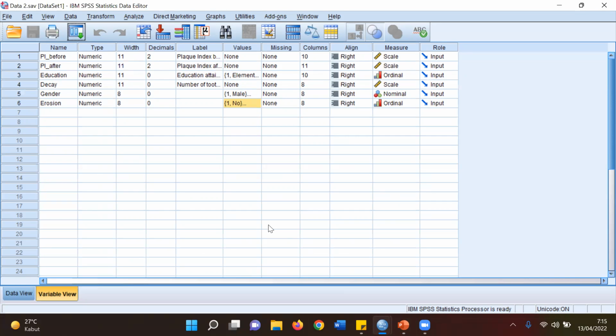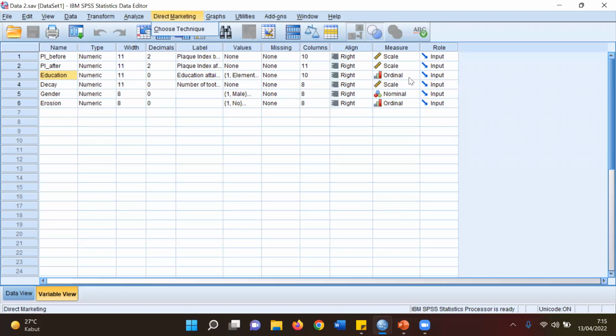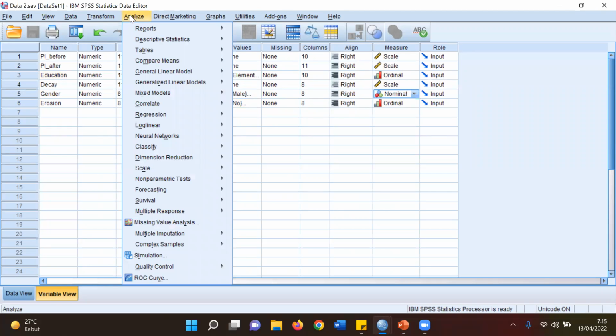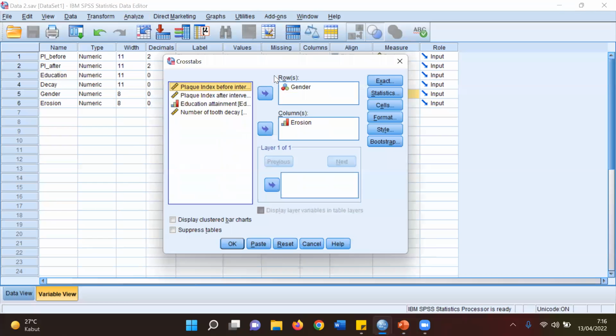Now we would like to test the hypothesis whether there are difference between gender in terms of education, whether female or male are more highly educated or not. Again, we go to analyze because education and gender are both categorical data. Education, we call it here ordinal, and for gender, it's nominal. So categorical meets with categorical, right? So you click analyze, you click descriptive statistic, and again, you click cross tabs.